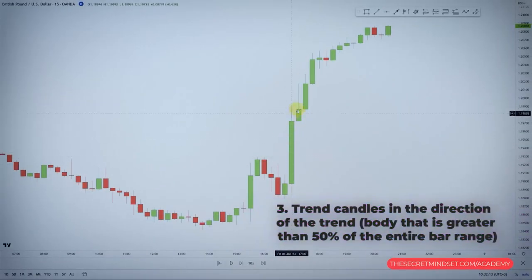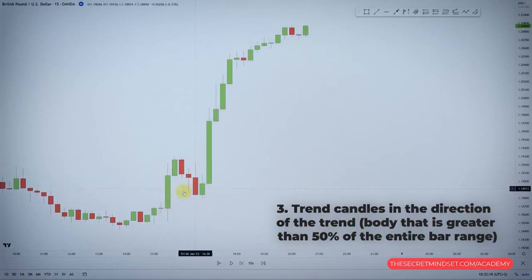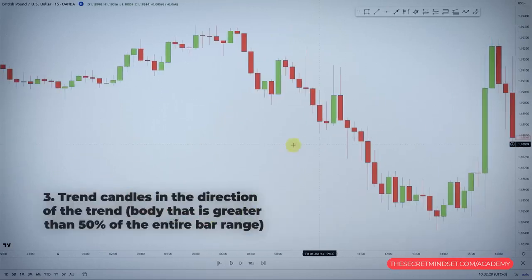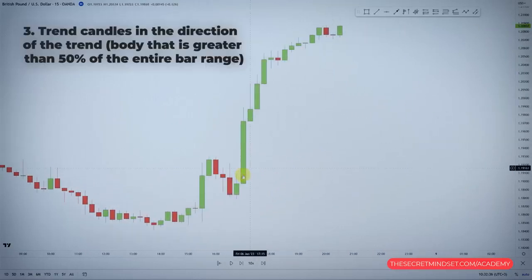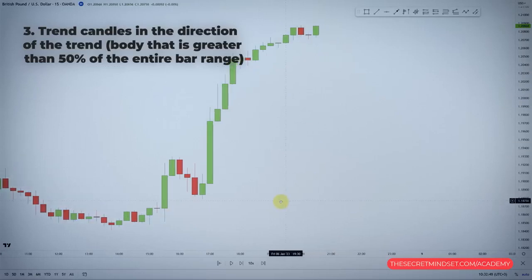3. Most of the candlesticks are trend candles in the direction of the trend. A trend candle has a body that is greater than 50% of the entire bar range. If a candle closes above its opening price, it's a bullish trend candle. And if the candle closes below its opening price, it's a bearish trend candle. So when you day trade and read candlesticks, search for trend candlesticks by analyzing the bodies. If you see many recent green trend candles, for example, you're probably in a strong uptrend.